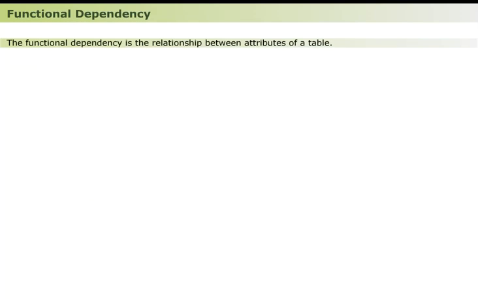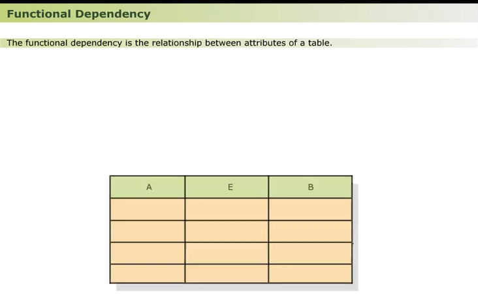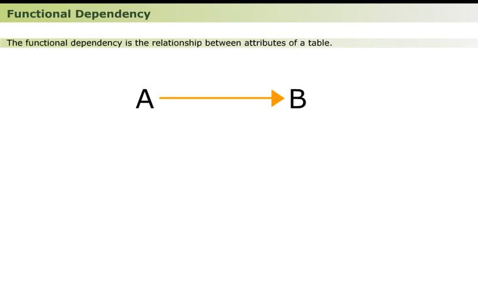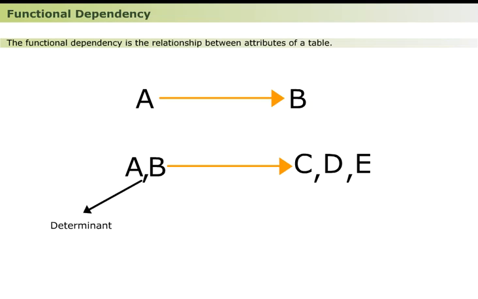Functional dependency. The functional dependency is the relationship between attributes of a table. It determines how the values of one attribute A determine the value of another attribute B in table T. Graphically, it is represented as shown. It is important to note that the attributes on either side of the arrow may be more than one, as shown. The attributes at the left side of the arrow are called determinant because it always determines the value of each attribute at the right side of the arrow.